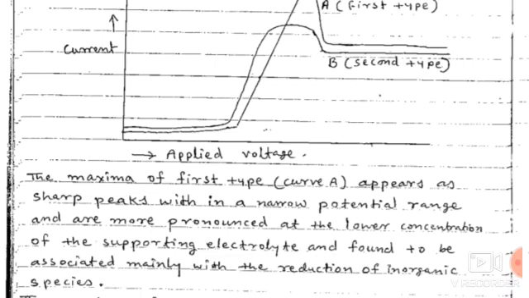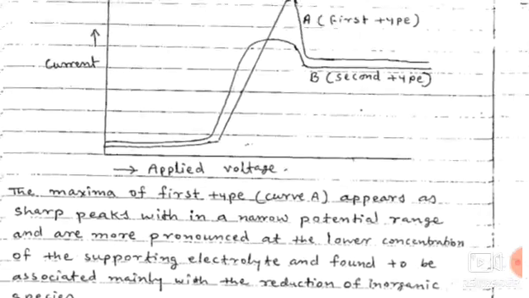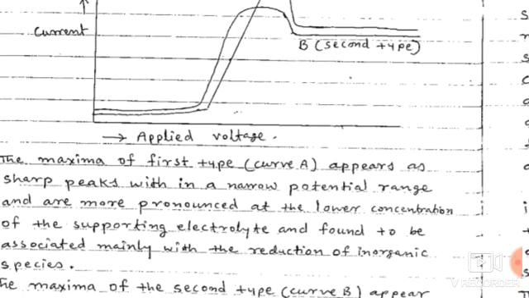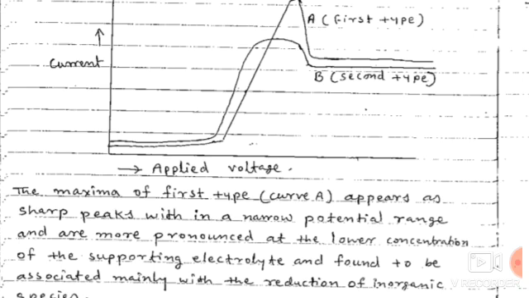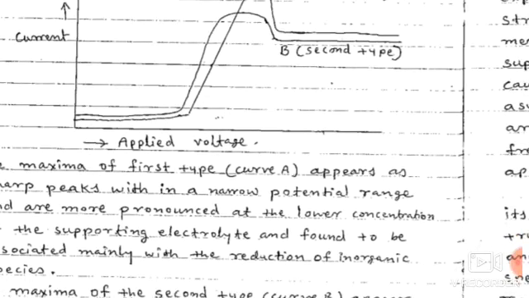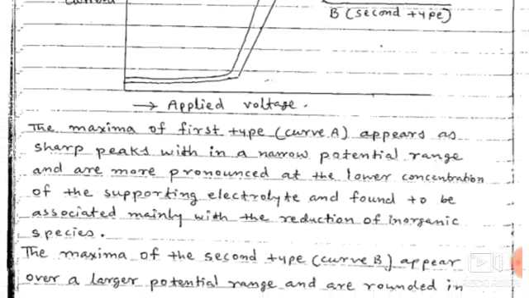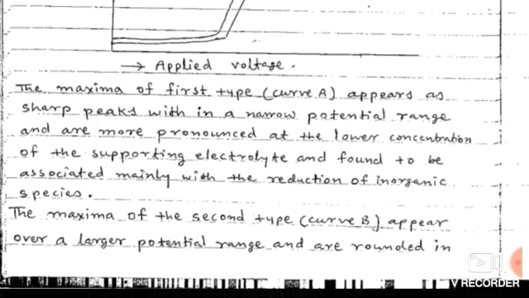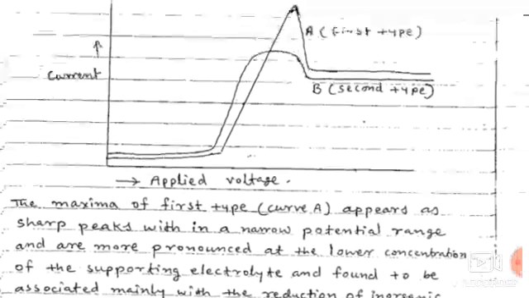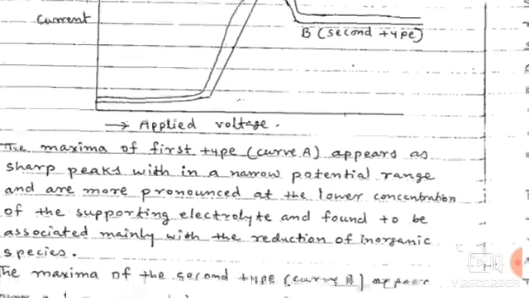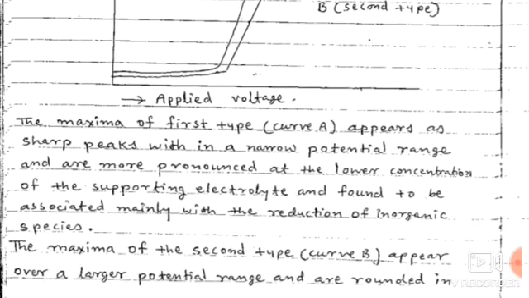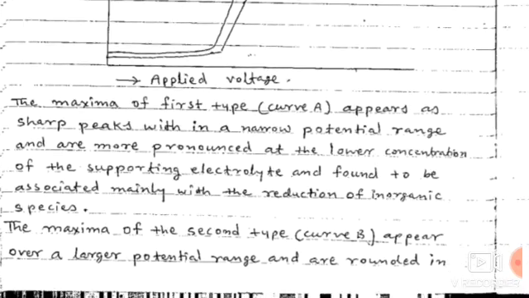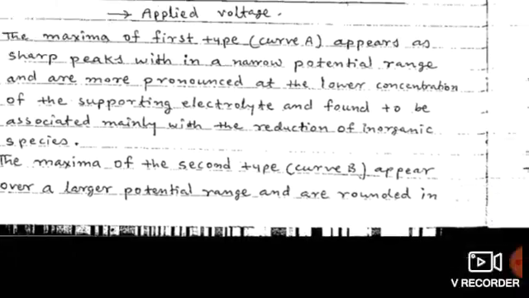The maximum of the first type, that is curve A, appears as a sharp peak with a narrow potential range, and is more pronounced at a lower concentration of the supporting electrolyte, and is found to be associated mainly with the reduction of inorganic species. So the first type, the sharp curve, is obtained due to the pronounced effect of the supporting electrolyte and due to reduction of inorganic species.